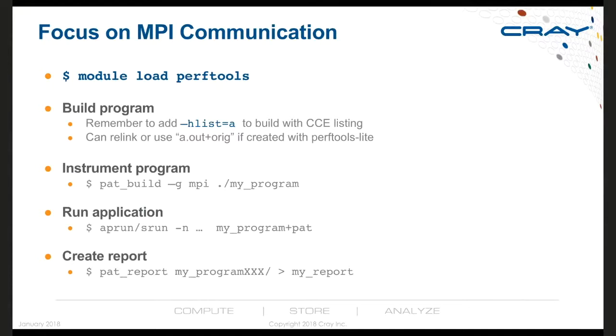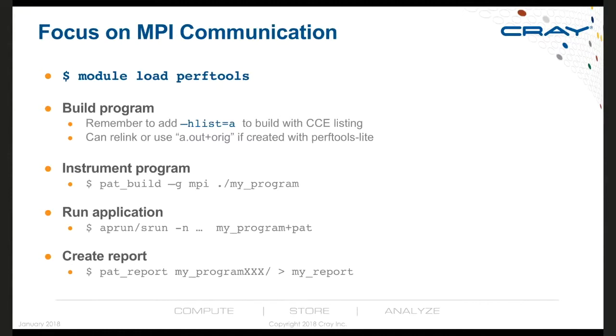So here I have to instrument with the pat_build utility, -g mpi, on the program that you built. And what happens is we actually create a version of the program with the same name plus +pat at the end. So then you have to change your job script to run the instrumented application instead. So there's a little bit more maintenance or tweaking of things to do with this mode. And then when the program is finished executing, you're going to process the data with the pat_report utility. And this will produce a full report like we were doing from light mode when you ran pat_report.